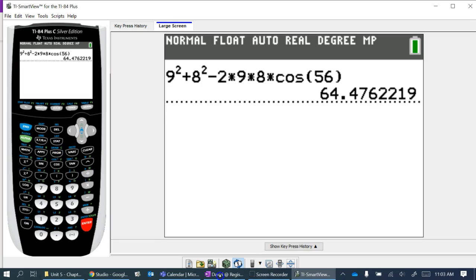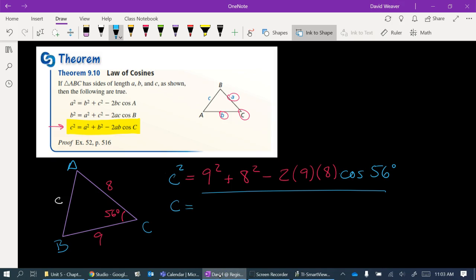So here we get 64.48. Let's round to the hundredths. Now this is the square of C, so we really need to take the square root of this in order to get our final answer.